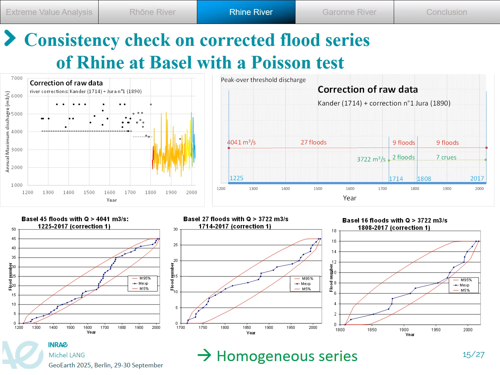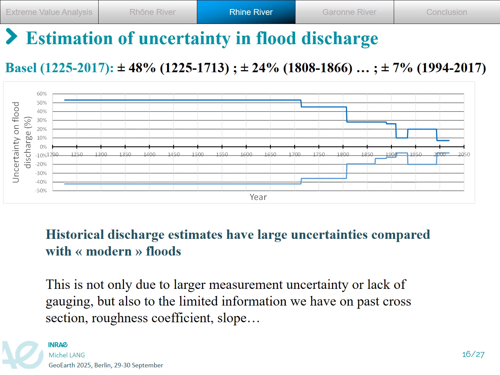So we now use corrected series, taking into account that old floods would today have a lower peak flood according to the hydraulic works. And now we can see on the 3 graphs at the bottom that the series can be considered as homogeneous, starting from 1225, 1714, or 1808. And we have now reported on the graph the uncertainty of flood discharge according to the year. As with the first case study, we see that historical discharge estimates have larger uncertainties compared with modern floods.